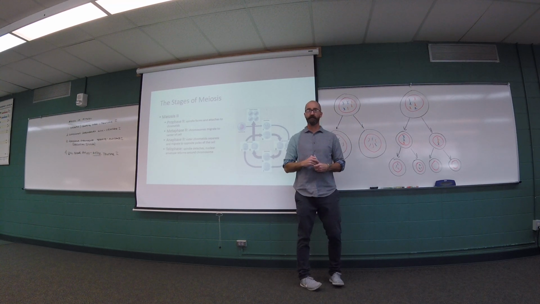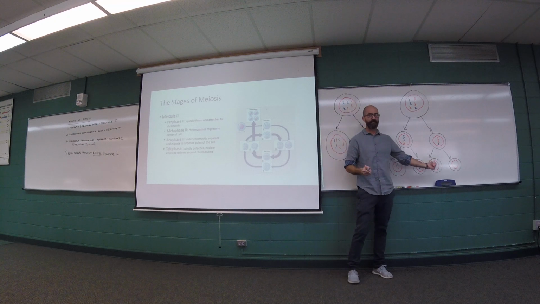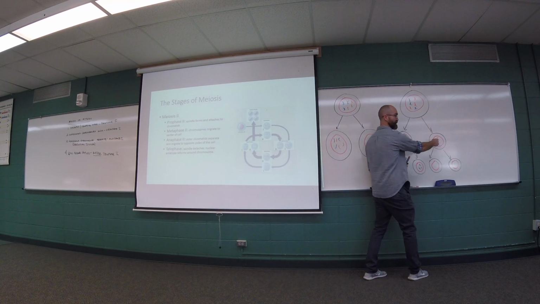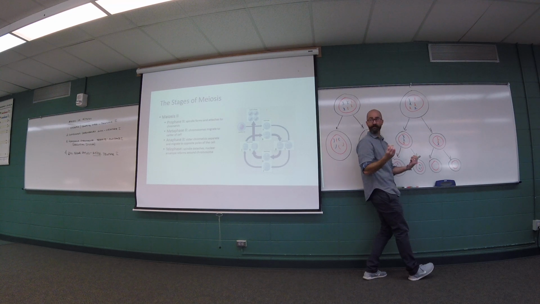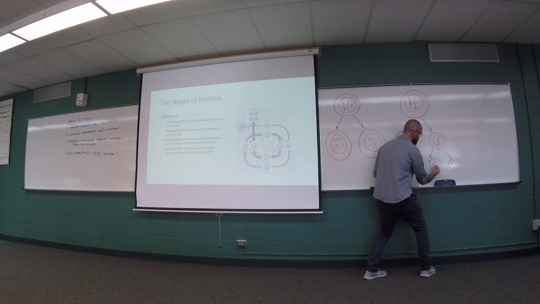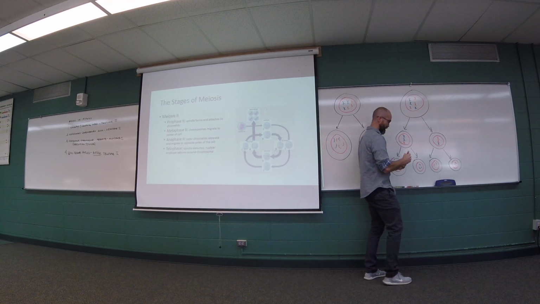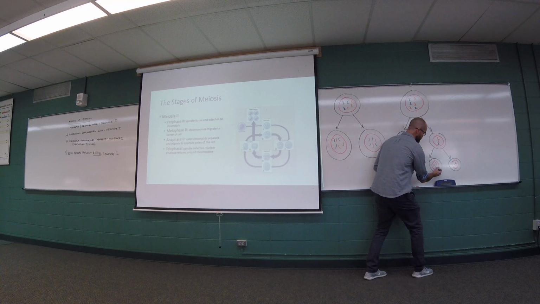You okay with that? So how many orange ones is this going to end up with? 2, right? Because sister chromatids from those 2 orange chromosomes are migrating into different cells. So we're going to end up with 2 orange here, 2 orange there, and then a blue apiece.